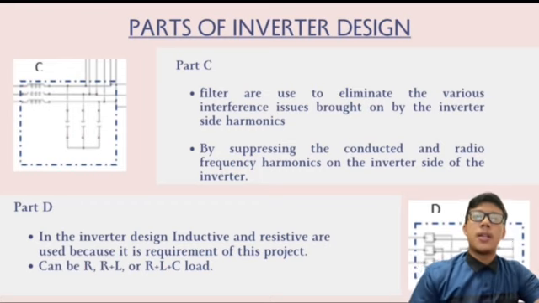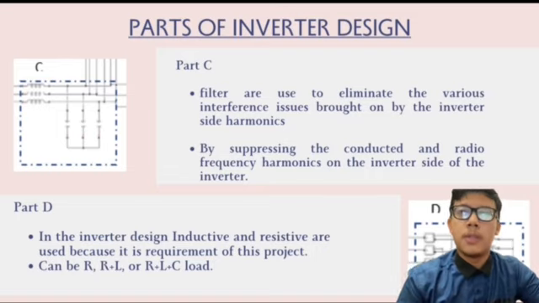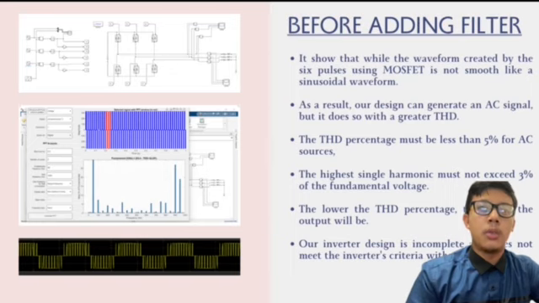And part C is a filter. It is used to eliminate the various interference issues brought on by the inverter side harmonics. This part is part D, the load. It can be an R load, an R plus L load, or an R plus L plus C load.